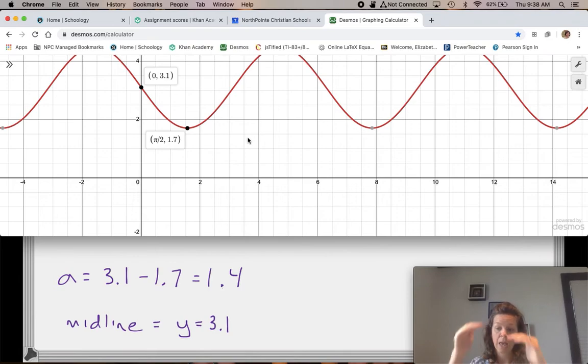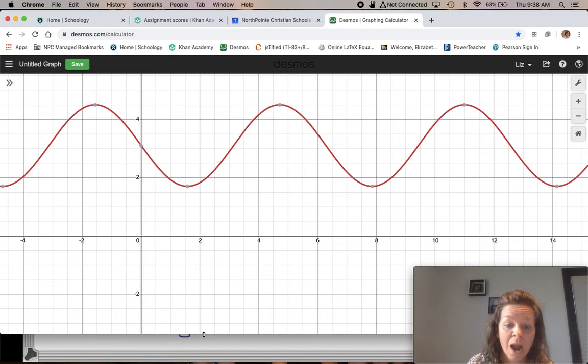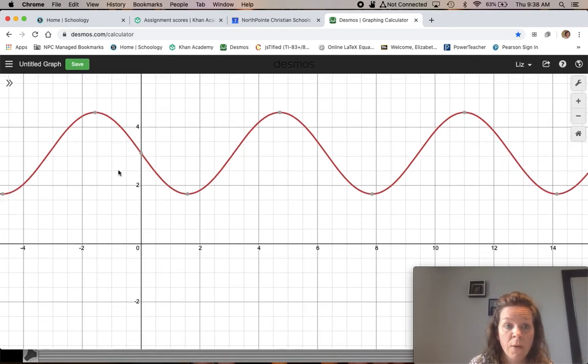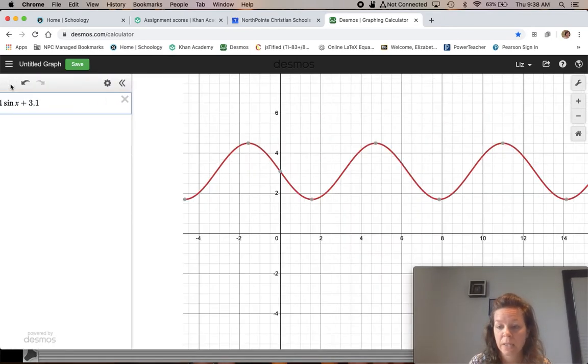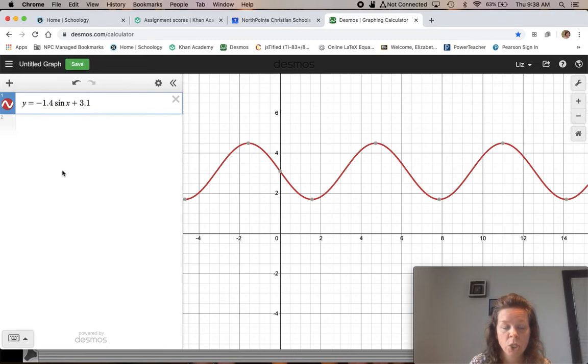So we're looking at amplitude is half the distance between high and low, or it is the distance between the middle and either the high or the low. And then that midline is the line that contains those middle values, which would be our average of high and low. Well, what about from an equation? So that's if you're given a graph. What about if you're given an equation?